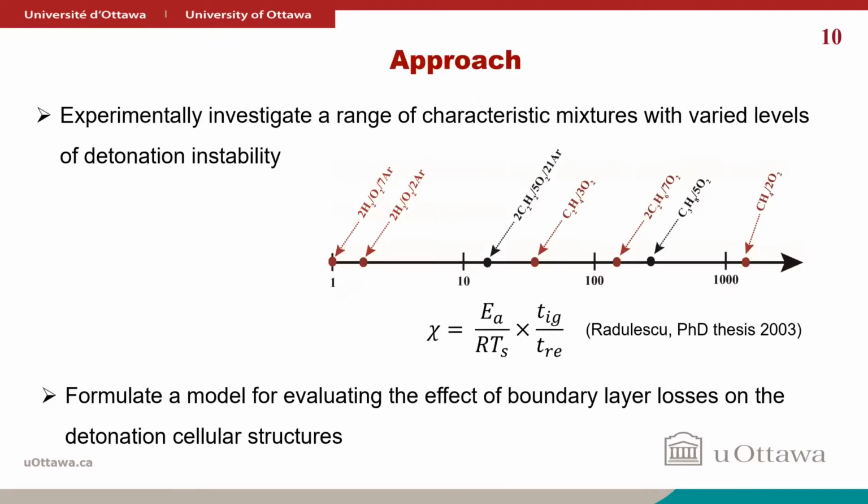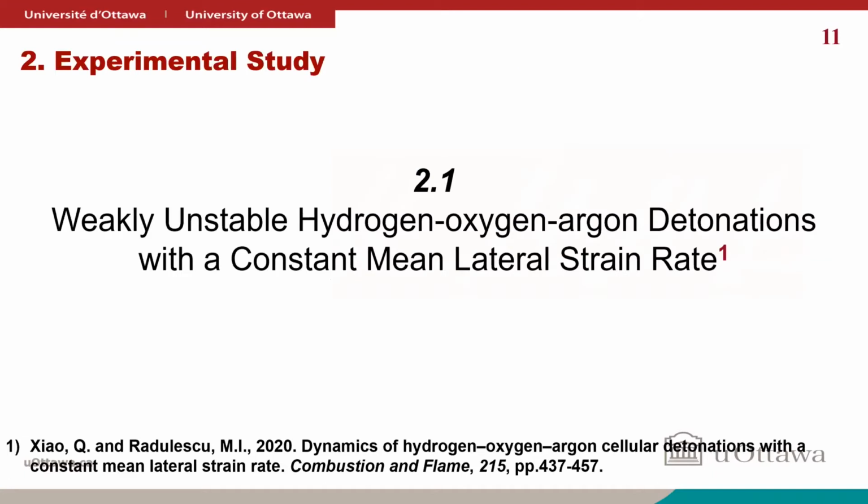Therefore, the present work aims to address these questions from both the experimental and numerical modeling perspectives. In experiments, the well-defined exponential ramp technique has been extended to a range of characteristic mixtures with varied levels of detonation stability. For the numerical part, this work formulates a model for evaluating the effect of boundary layer losses on the 2D detonation cellular structures. Now let's go to the first part.